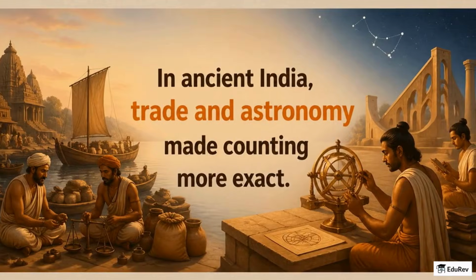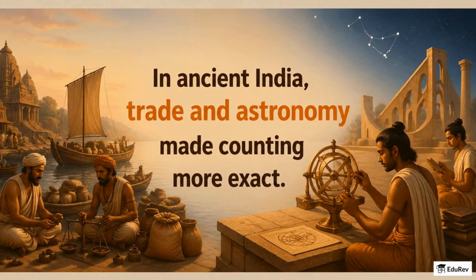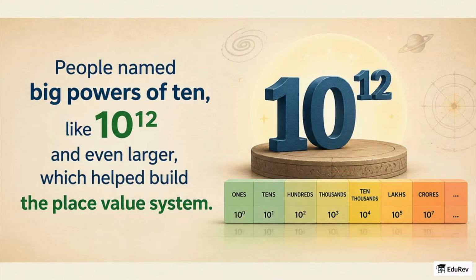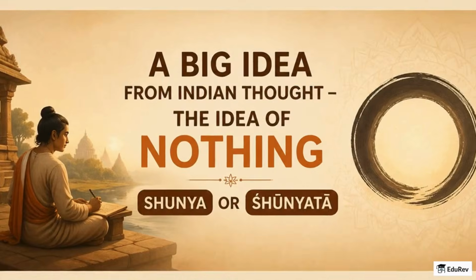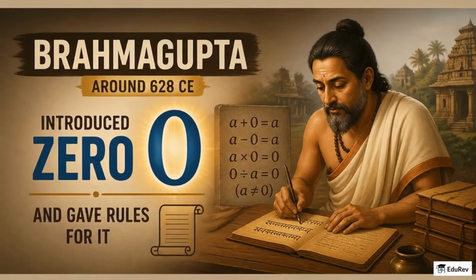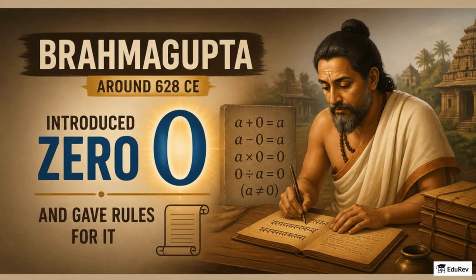In ancient India, trade and astronomy pushed people to make measuring and counting more exact. People named big powers of 10, like 10 to the 12, and even larger, which helped build the place value system. Next came a big idea from Indian thought, the idea of nothing, called Shunya or Shunyata. Brahmagupta, around 628 CE, turned that idea into the number 0 and wrote rules about it.